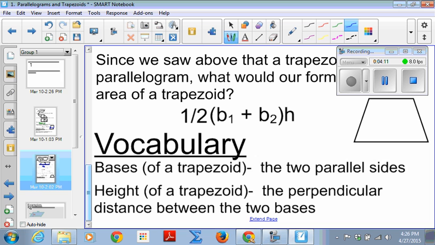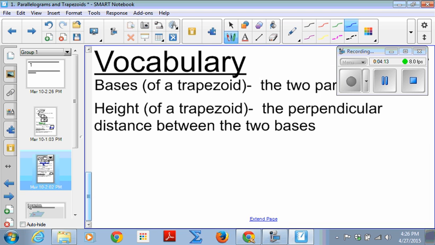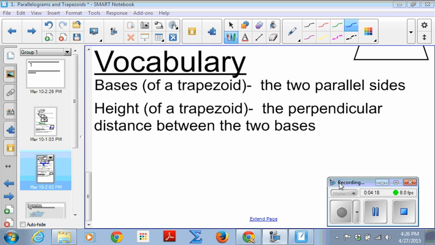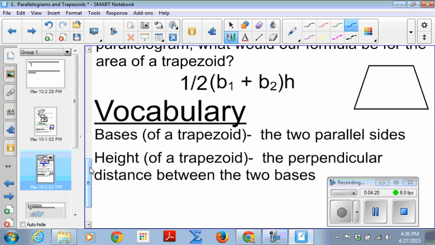Vocab again: here are the bases of a trapezoid. Those are the two parallel sides. So that's right here. And again, the height is the distance between those two bases, the perpendicular distance. So right there. And again, our trapezoid can be turned on its side, so don't automatically assume that's the vertical distance. It's just the distance between the two bases.